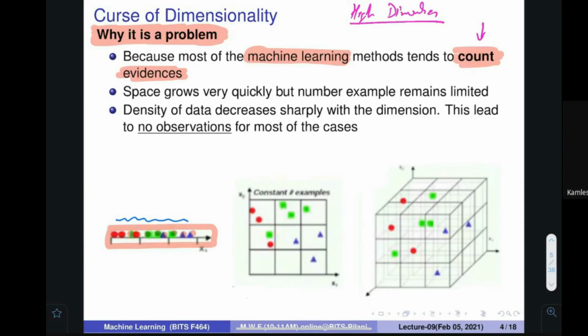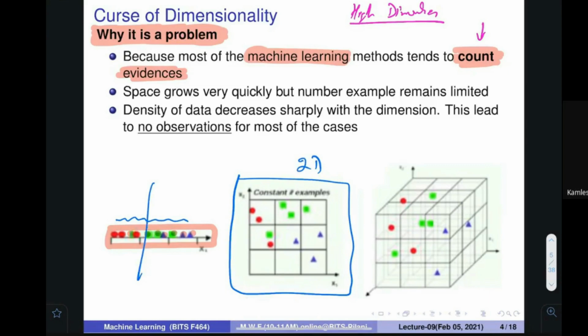But if I put them into two-dimensional space, let's say this is the two-dimensional space, then these 10 points, 1, 2, 3, 4, 5, 6, 7, 8, 9, 10, you can see that they are now separated. Here I could put a line, here I have to put a plane, but you can see that the data is actually sparse. The data becomes sparse.